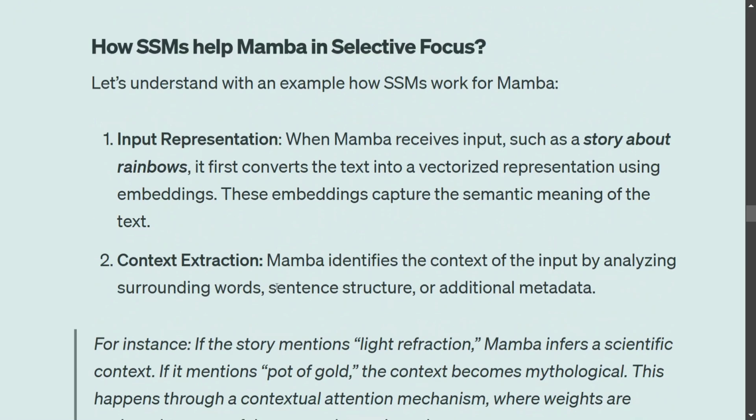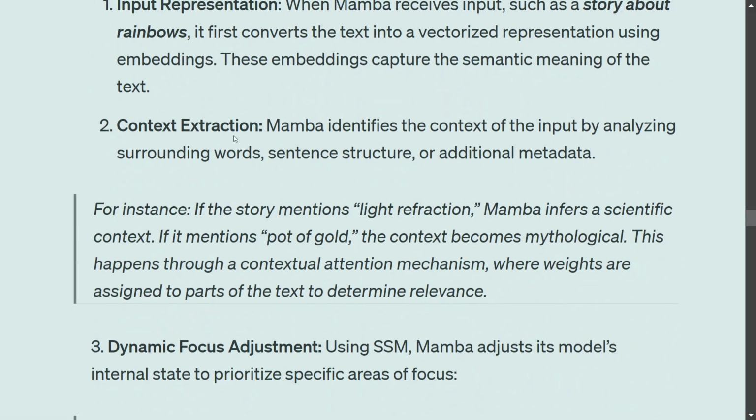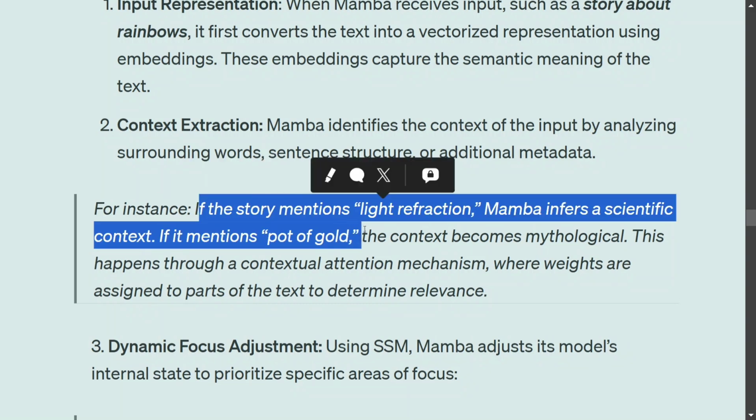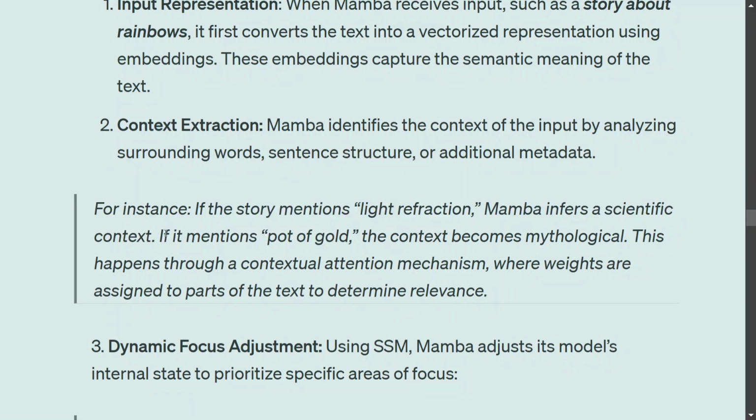Now we would be jumping a little more into how SSMs help Mamba in selective focus, because this is the entire distinction between attention and Mamba. So, for example, Mamba receives an input such as a story about rainbows. It first converts the text into a vectorized representation. Then it extracts the context from it. For example, if the story mentions light refraction, Mamba infers a scientific context. It understands that rainbows are used in a scientific context.